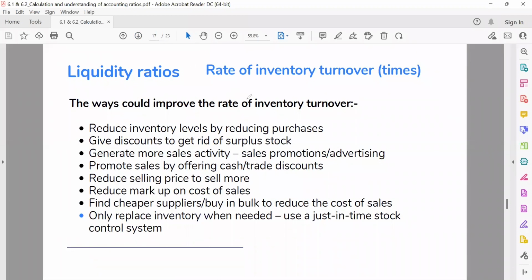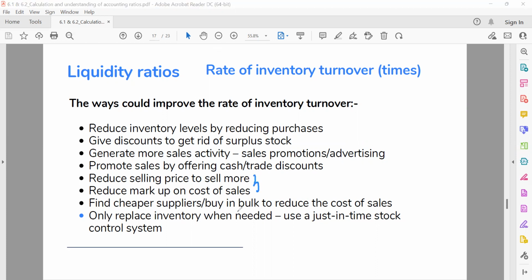The ways to improve the rate of inventory turnover: reduce inventory level by reducing the purchases. Give discount to get rid of the surplus stock. Generate more sales activity, for example, do promotion and advertisement. Promote sales by offering cash or trade discount so that you can get the cash instead of keeping the stock. Reduce selling price to sell more. Reduce markup on the cost of sales. That means basically sell cheaper. These two basically sell cheaper, so the stock will reduce.